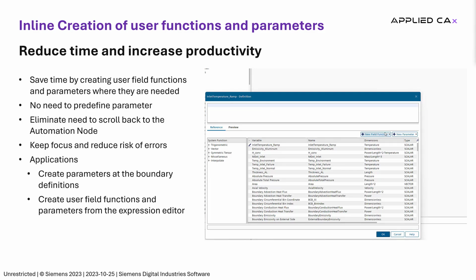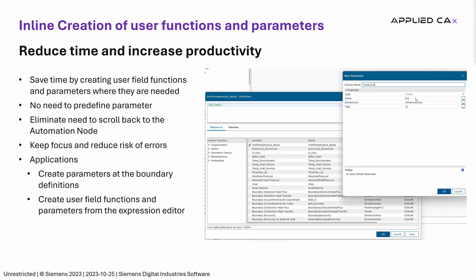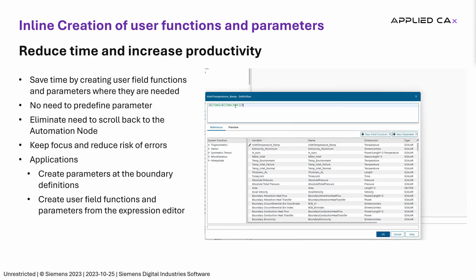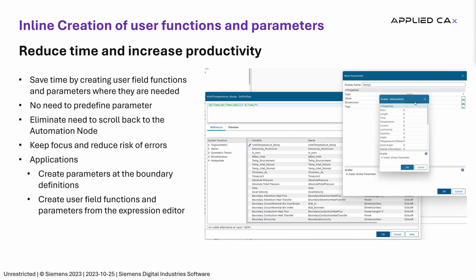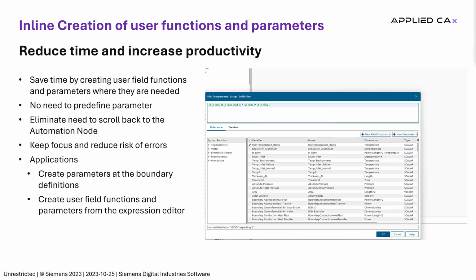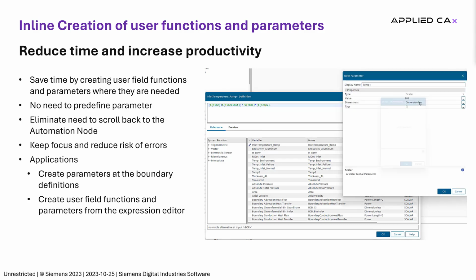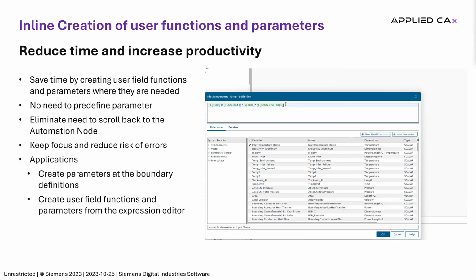Here we have an example of this feature with the function expression editor, where we'll create a simple temperature ramp function similar to what was used in the previous analysis. This function will linearly ramp the inlet temperature from a nominal set point to a final elevated temperature. We will require three parameters for this: a ramp time, and high temperature and low temperature set points. As we start typing out the function, we can create each scalar parameter at this point of use, defining the parameter name, the dimensions, and the value. All of these scalar parameters will now show up under the automation node and can be accessed by the user to change values for a future simulation.